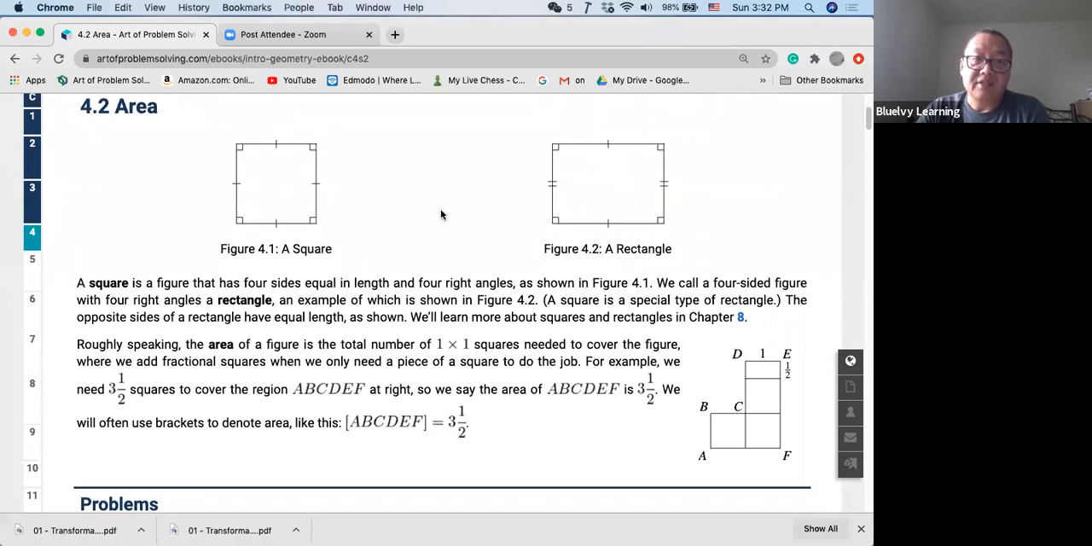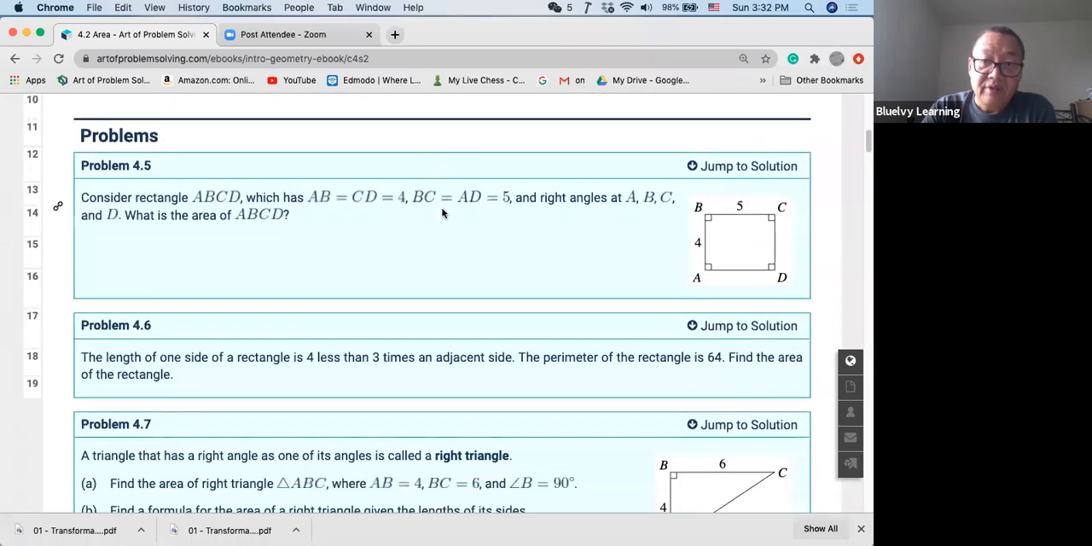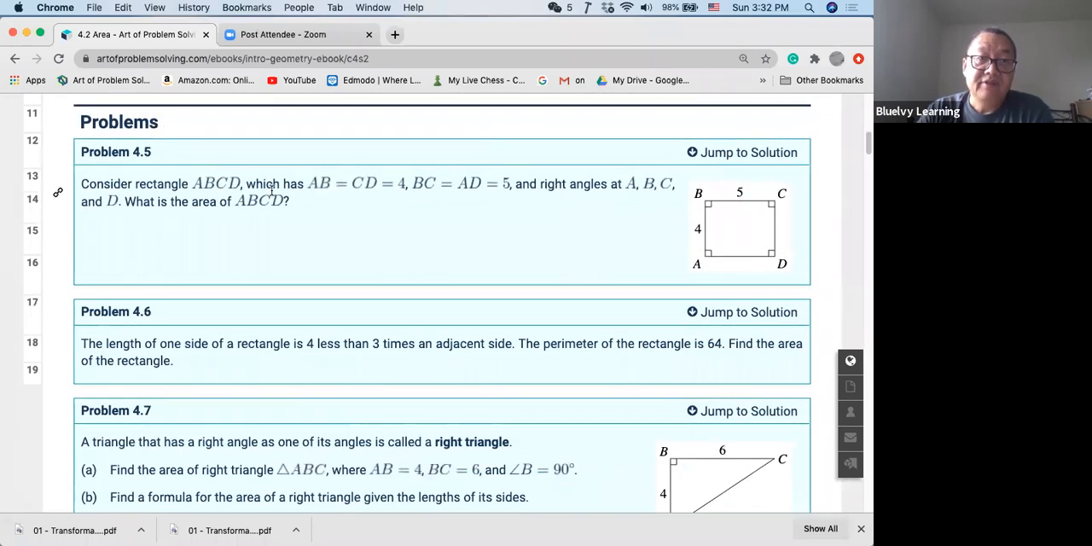So now let's see. Suppose we have this rectangle, A, B, C, D. BC equals 5, AB equals 4. Because this one's a rectangle, AB equals CD, BC equals AD, and there are right angles at A, B, C, D. Then what is the area of ABCD? So this one's very easy. 4 times 5, that's 20, right?